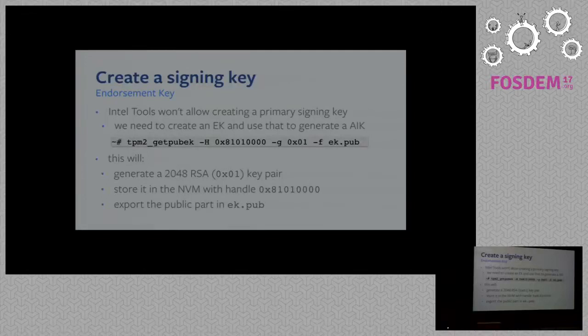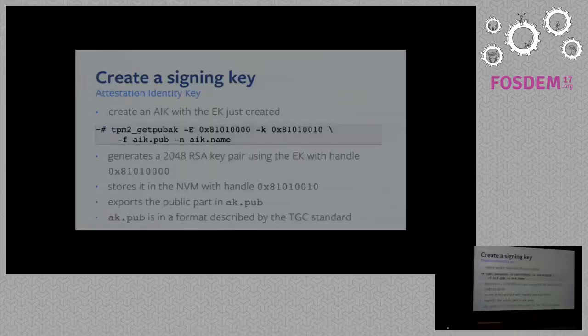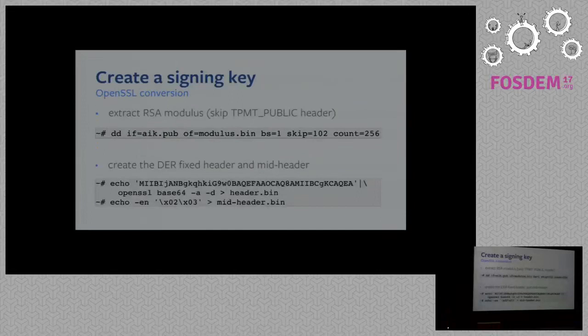This command generates, if it's not already stored in the non-volatile memory, a new RSA key, 256 bytes long, and we store it in ek.pub. We don't need this key, but as I said, we need to generate another key called the attestation identity key from the endorsement key just created. This key will be stored in the file aik.pub, but it can't be used directly by OpenSSL because it's basically a dump of a C structure described in the TCG standard. We need to extract the modulus from that key, and this is done by skipping the first 102 bytes.